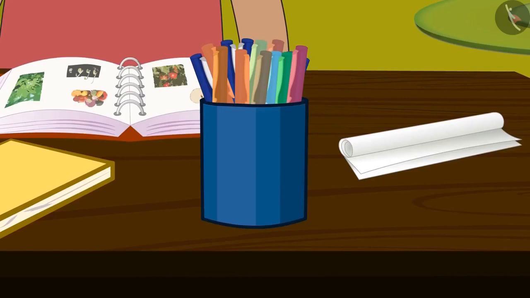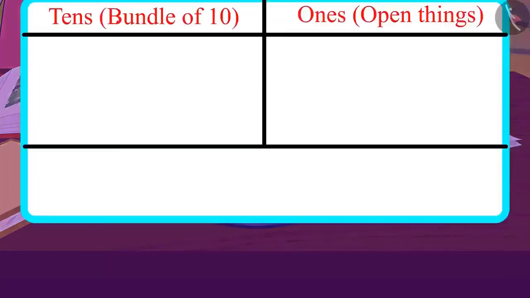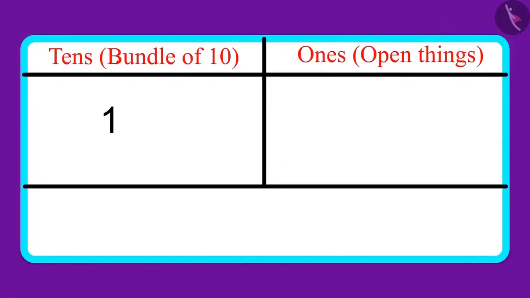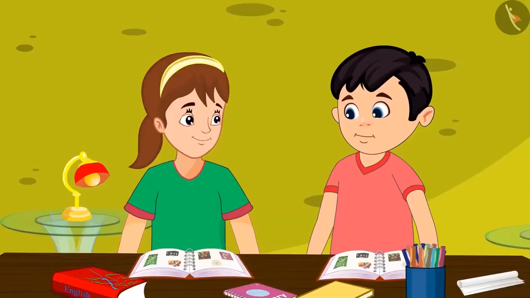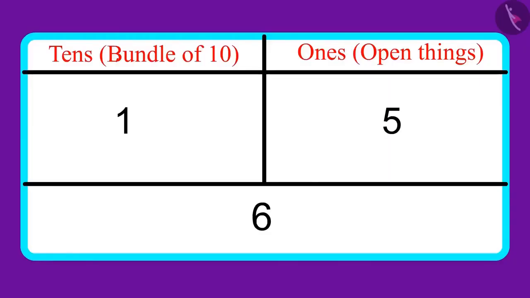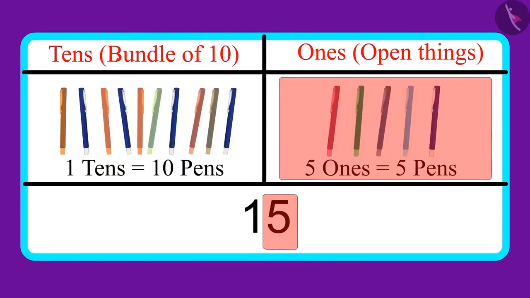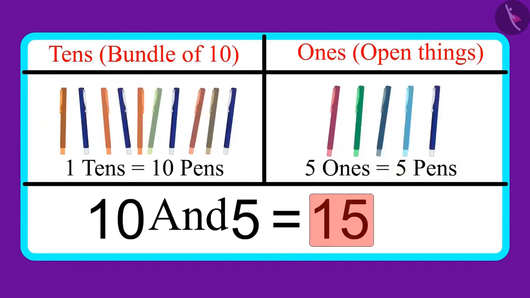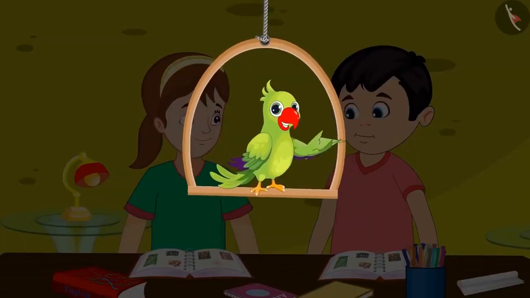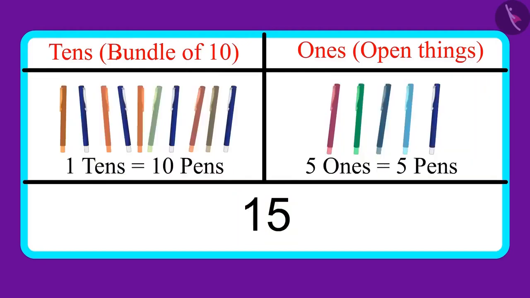Come on, now I will tell you the number of colorful pens I have. There are 1 tens and 5 ones in the number of pens. So you have 1 and 5. That is only 6 pens. No, Aarti. You added 1 and 5, which is wrong. 1 tens means 10 pens and 5 ones means 5 pens. That means I have 10 and 5, 15 pens. Did you understand? Oh yes, Chotu. This means that 1 tens and 5 ones make 15.